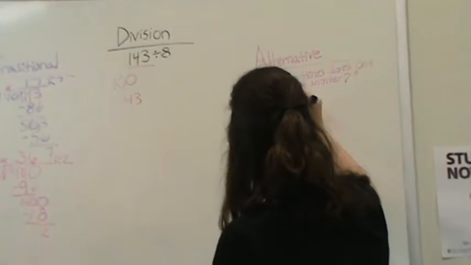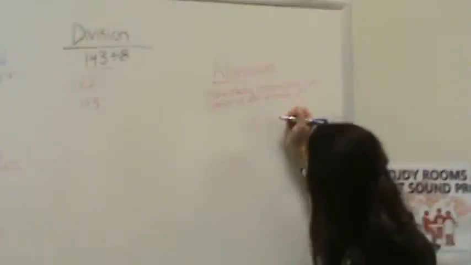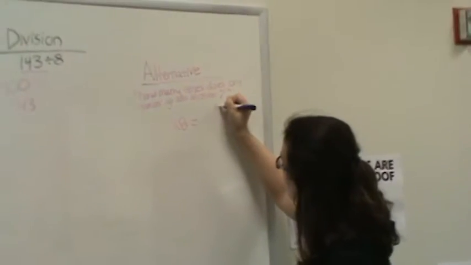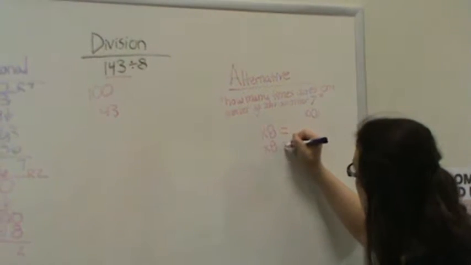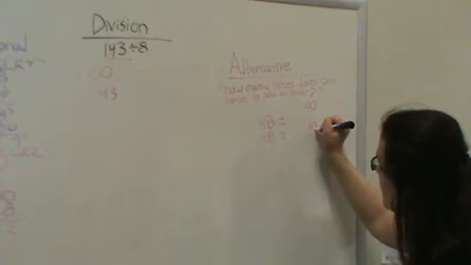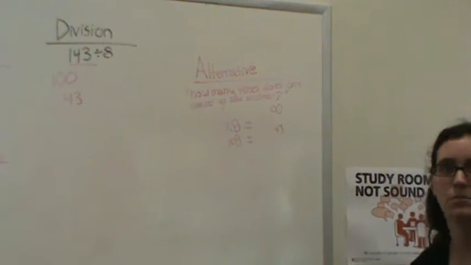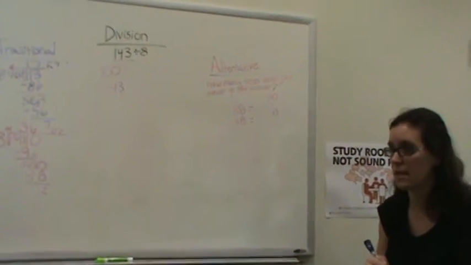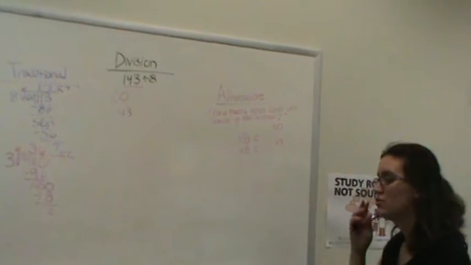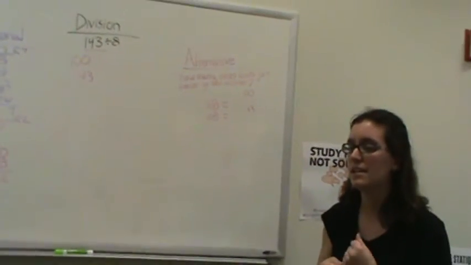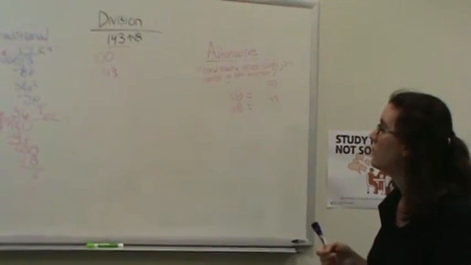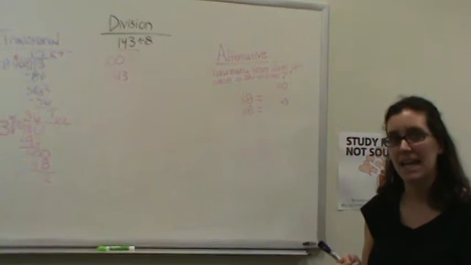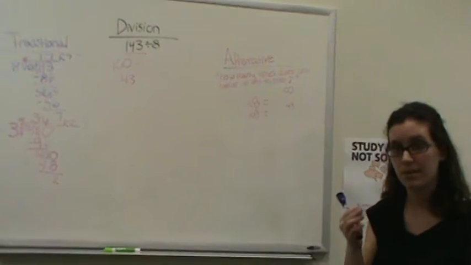So we're going to figure out what times 8 is close to 100, and what multiplied by 8 is close to 43. Now if you have a multiplication table handy, you can use that chart. Otherwise, I'd like you to try to picture a multiplication chart in your mind and figure out what multiplied by 8 is close to 100.